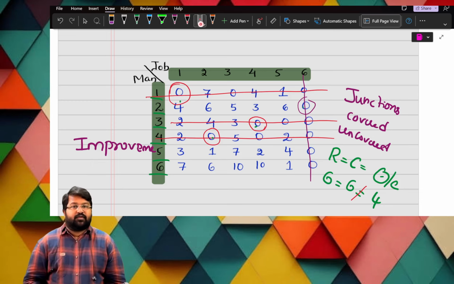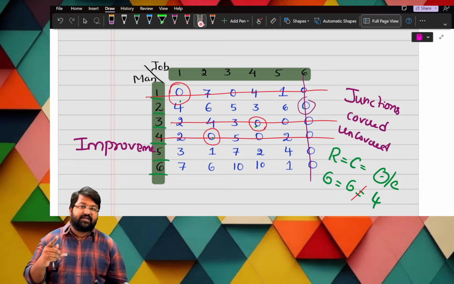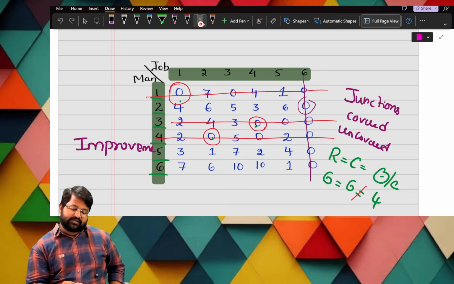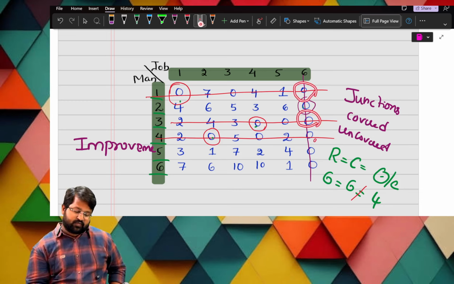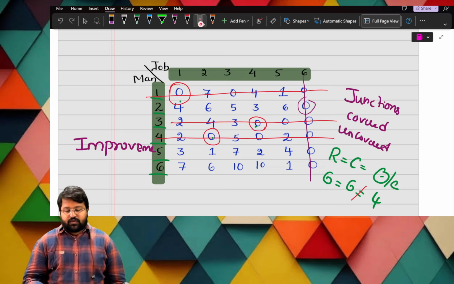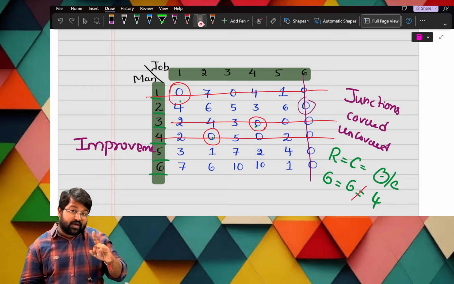Superb, sir. So I got clarity now. Junction, covered, uncovered. Sir, junction means the element under the intersection. 0 is under the intersection, this 0, this 0, this 0. There can be some other number also. Okay, so what is the next step, sir? I have identified the elements into three categories because the improvement will be done when rows equal columns not equal to the number of circles.